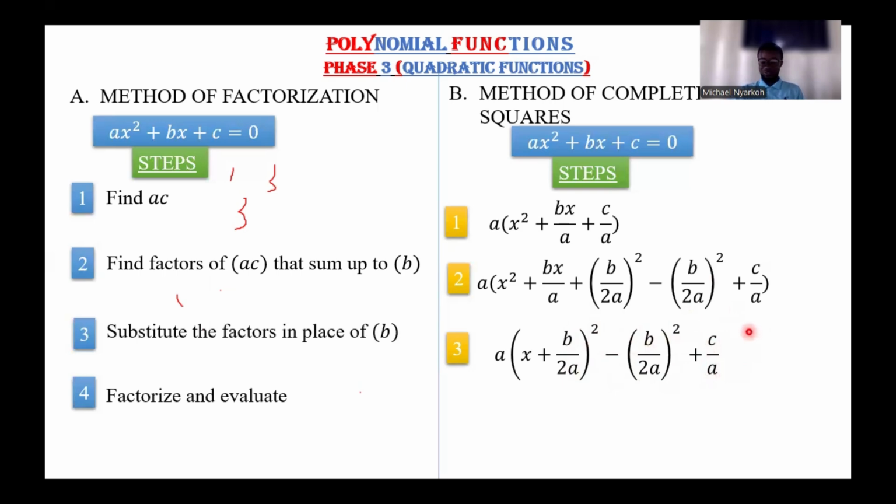That's what we've done. And then finally, if you have to compute the last part, that is negative b over 2a squared plus c over a. If you have to compute that very well, you get b squared minus 4ac over 4a squared. And you're done with the method of completing the squares. Let's go ahead and look at some examples.